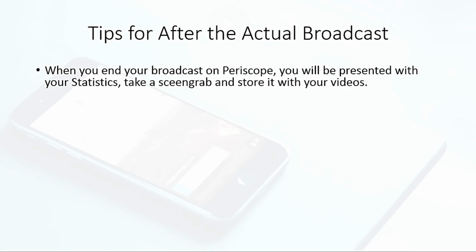Now, when you end your broadcast on Periscope, you are going to be presented with statistics. And so what you want to do with those statistics when Periscope actually shows them to you is take a screen grab of those statistics and store them with your actual videos. And what this is going to do is give you a record of what happened on the broadcast, and it'll give you a good indication.